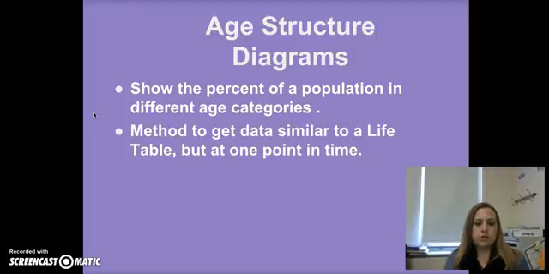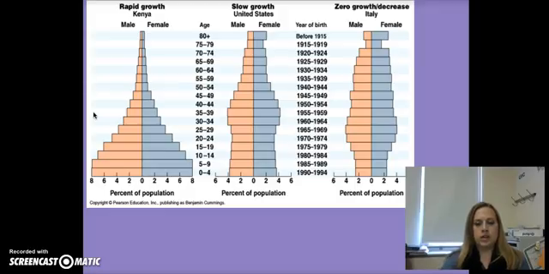So we can use things like age structure diagrams to look at populations. These diagrams show the percent of a population in different age categories. It's a method to get data similar to the life table, but at one point in time. These are three different examples of age structure diagrams.